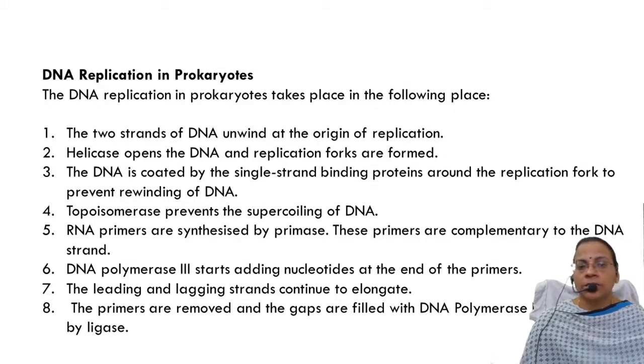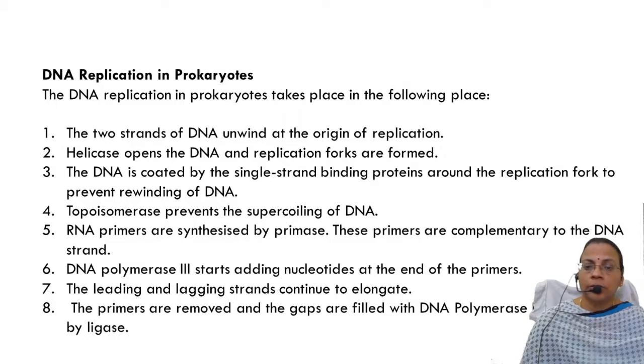Then RNA primers are synthesized by the primase enzyme, and these primers are complementary to the DNA strand. This primer will attach at the 5' end of the template strand. The primers are ribonucleotides, consisting of approximately 4 to 12 bases, which establish complementary base pairing with the DNA. Then DNA polymerase 3 starts adding nucleotides at the end of the primer.